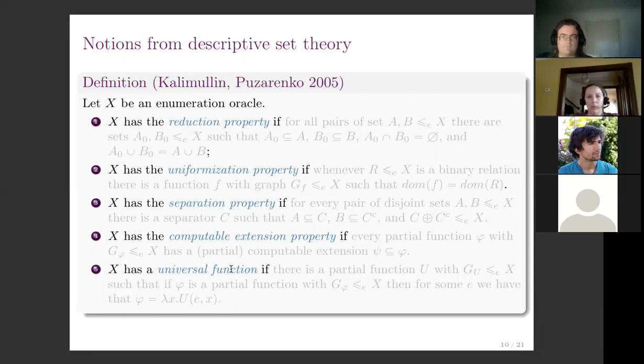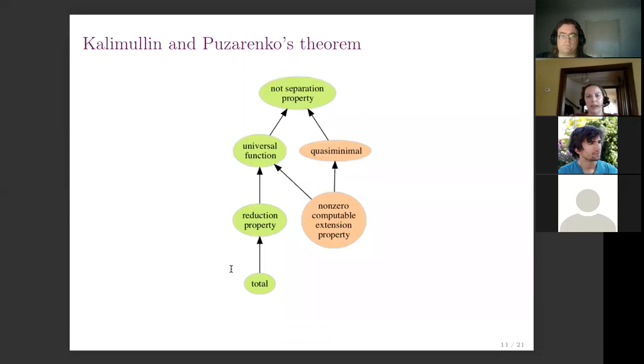So he had all these properties, and the theorem, he managed to classify all these oracles, how they relate to each other. And the theorem, well, he and Pozorenko did, of course. And what they proved, what they showed is the following picture. All these arrows are strict.